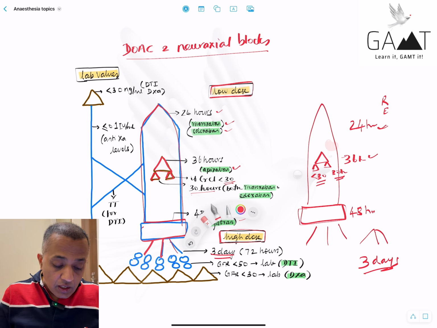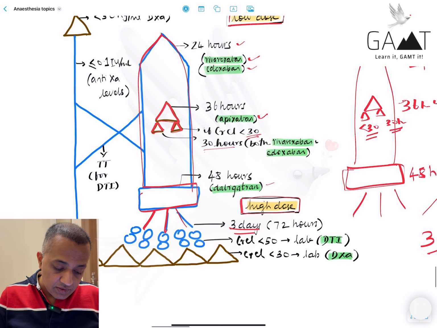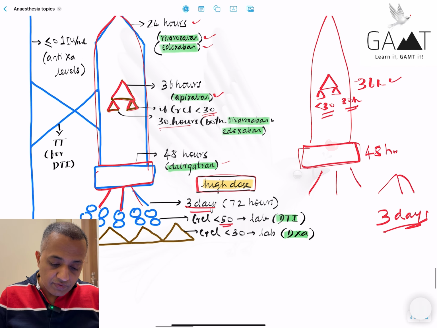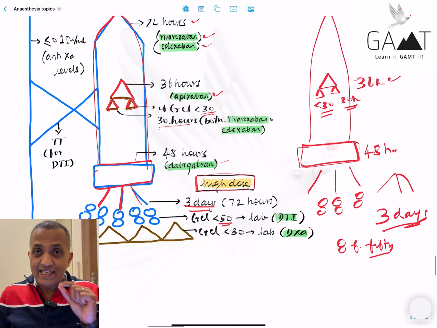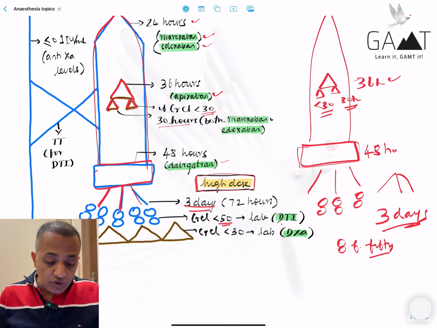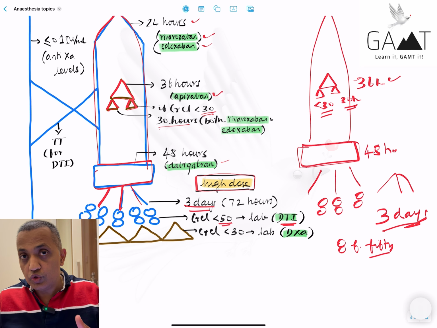Okay. Now, one caveat here is if the creatinine clearance is less than 50. So where is the fire coming from? You see the gas coming out, the fumes coming out from the rocket resembles the letter F. This stands for 50. If the creatinine clearance is less than 50, and if they're on direct thrombin inhibitors of high dose, then you need to do a lab test before you proceed to do deep neuroaxial blocks.